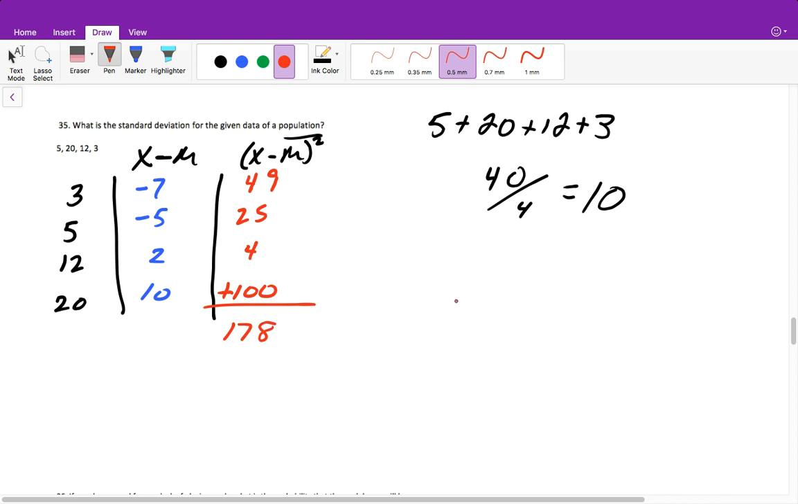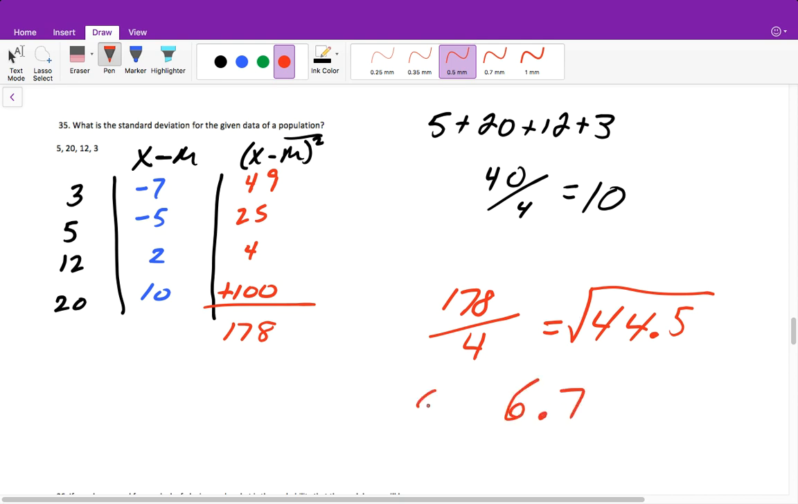Then after you take that number 178 and you divide it by the number of data that you have, which is 4. And 178 divided by 4 is 44.5. And then you go ahead and take the square root. And when you take the square root of 44.5, just give me 1 second. The square root of 44.5 is equal to 6.7. So that means the standard deviation for this population is 6.7.